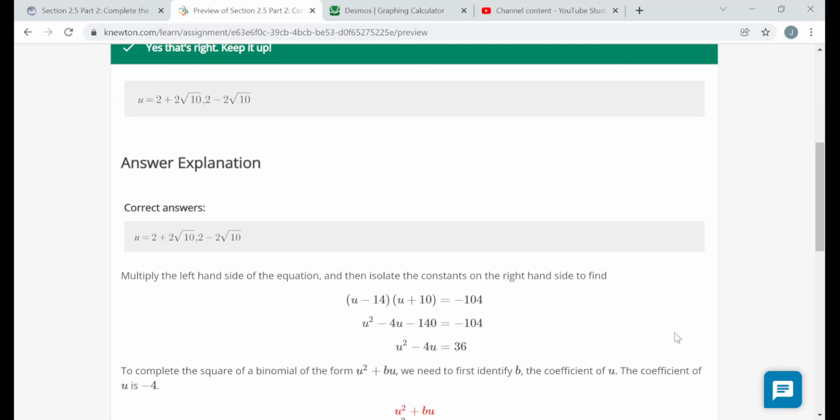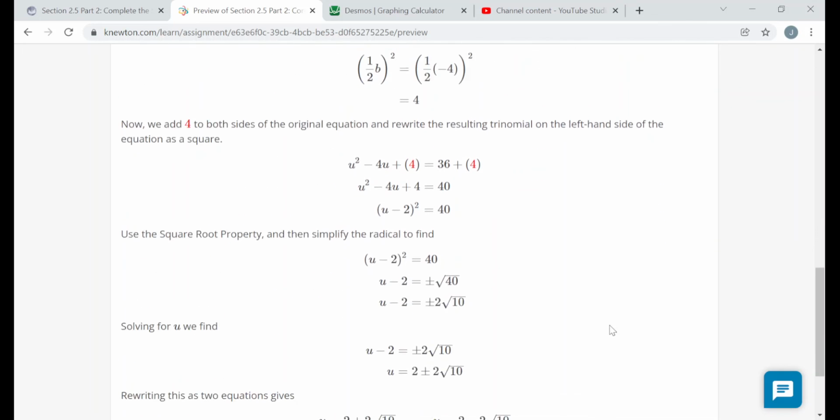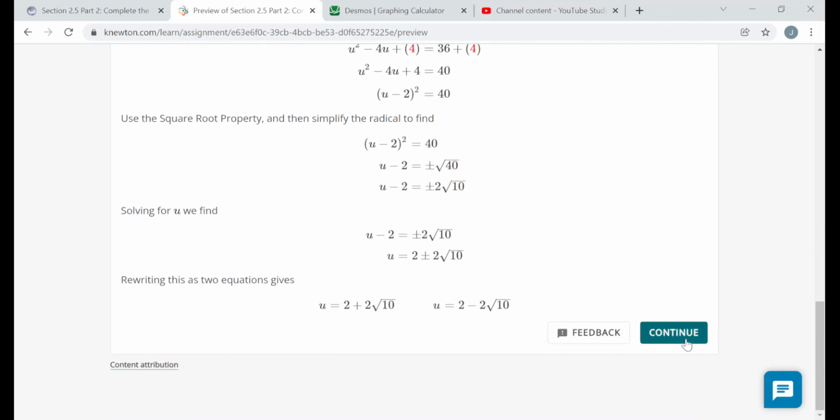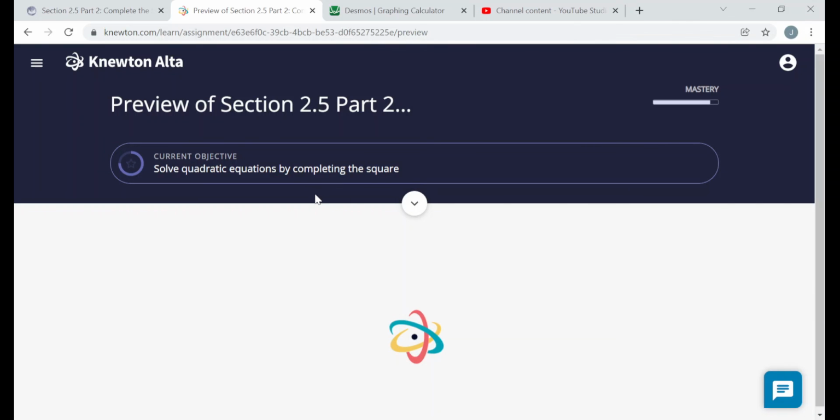So you see, that was an example of a quadratic where I couldn't have solved it by factoring. But I can solve it with this complete the square method. All right, again, please read through your answer explanations. All right, so I should have just one more of these.